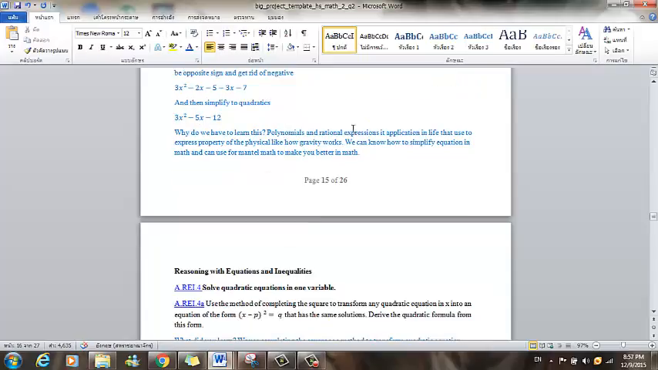So why do we learn this? Because polynomial and rational expressions have applications in life, used to express the properties of the physical world, like how gravity works, that scientists can use. We can know how to simplify the equation in math, and we can use it for mental math too.